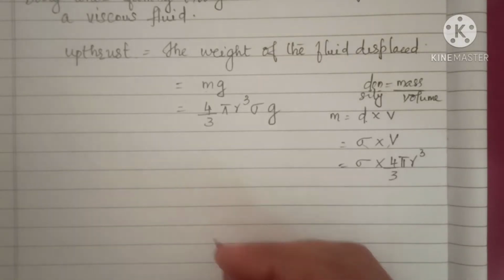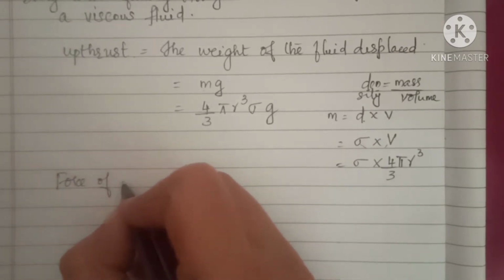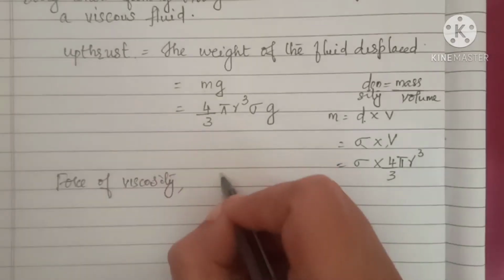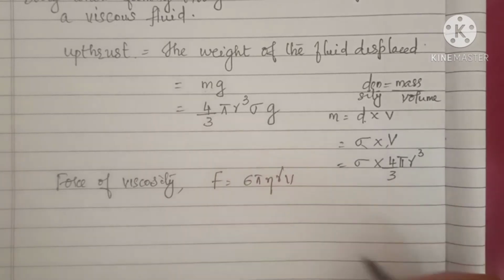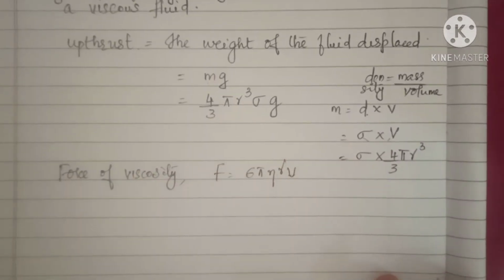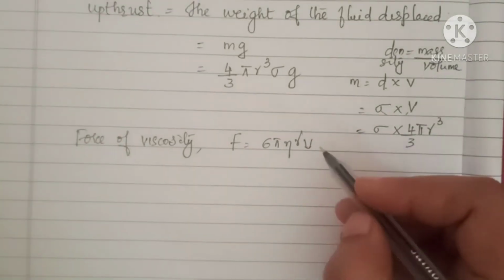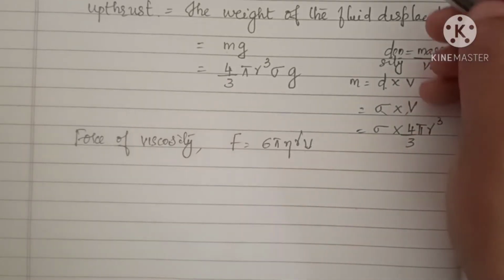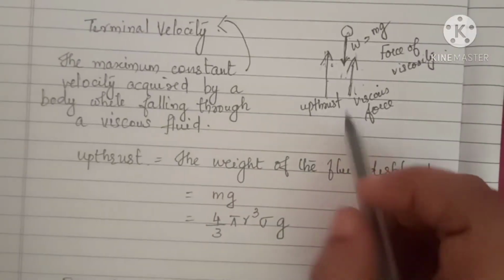Now the force of viscosity, what is the expression? By Stokes' law, we have the expression for the force of viscosity, that is F equal to 6 pi eta r v, isn't it? Where r is the radius of the sphere and v is the velocity. So F equals 6 pi eta r v. Okay, so we have both upward forces acting in the upward direction, right?